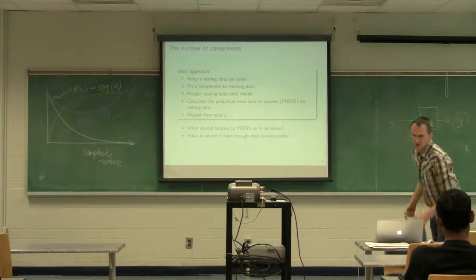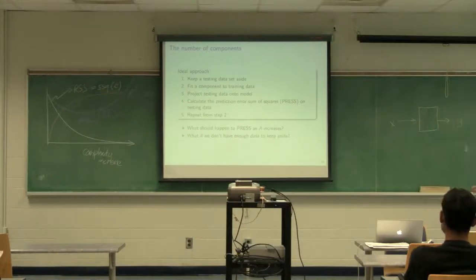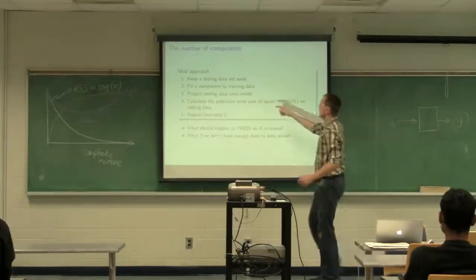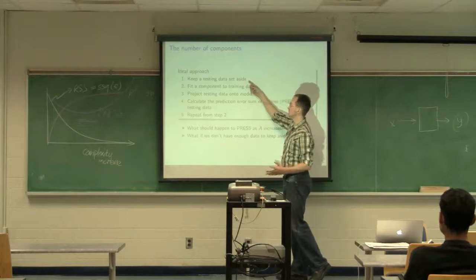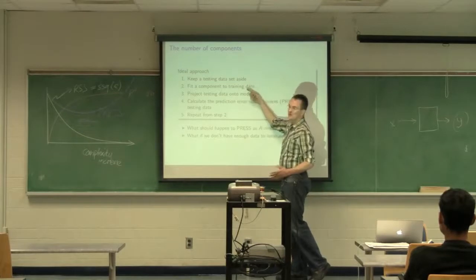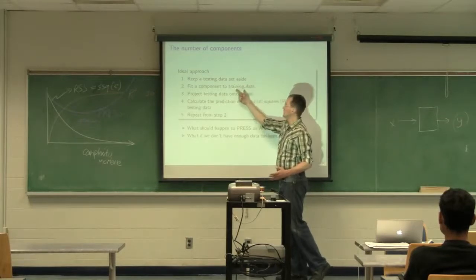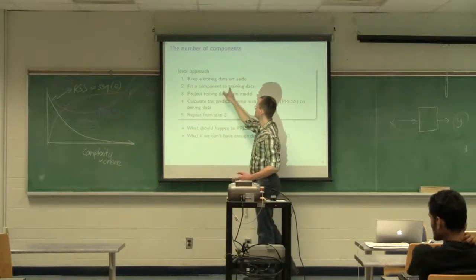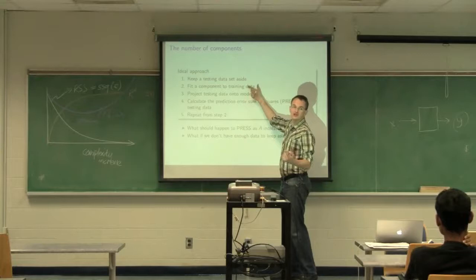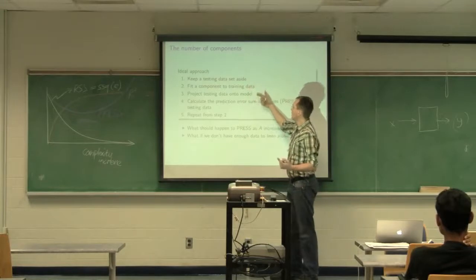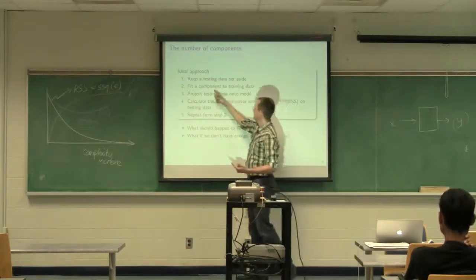Okay. How should you do this? The ideal approach is what we described earlier. Take some data, keep it aside, between 50 and 25%, I'd say. Fit a component to the training data. So you split into testing and training. Take your training data, fit one component to that data set. Project your testing data onto the model.